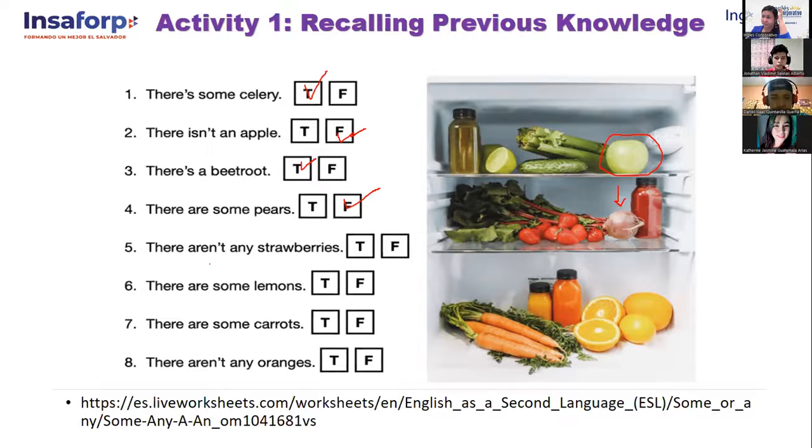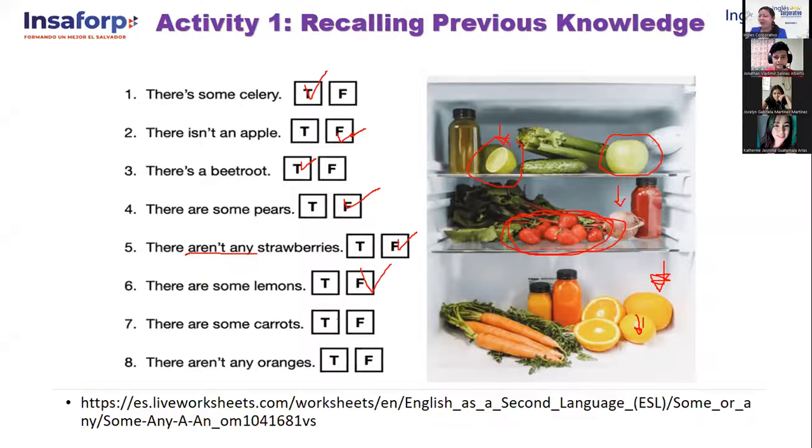True. But there are some strawberries over here. False. This is false, exactly. There are some lemons. False. Orange. And this one? It's only one. Half a lemon. So false. Okay, it's false.